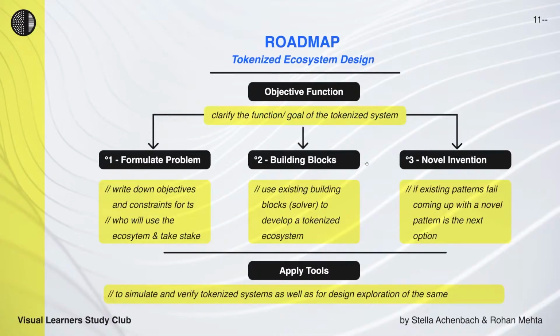Okay, let me get to the last one. So this is, in my opinion, his version of the roadmap, right? You want to design a tokenized ecosystem, great. So first you define the objective function, clarify the goal of the tokenized system, right? If you don't have that clear, don't even start. This needs to be clear first. From there, you formulate the problem. So write down the objectives and constraints for the tokenized system. Who will use the ecosystem and take a stake? So who do you think will become stakeholders, will invest in or support whatever you're trying to build?